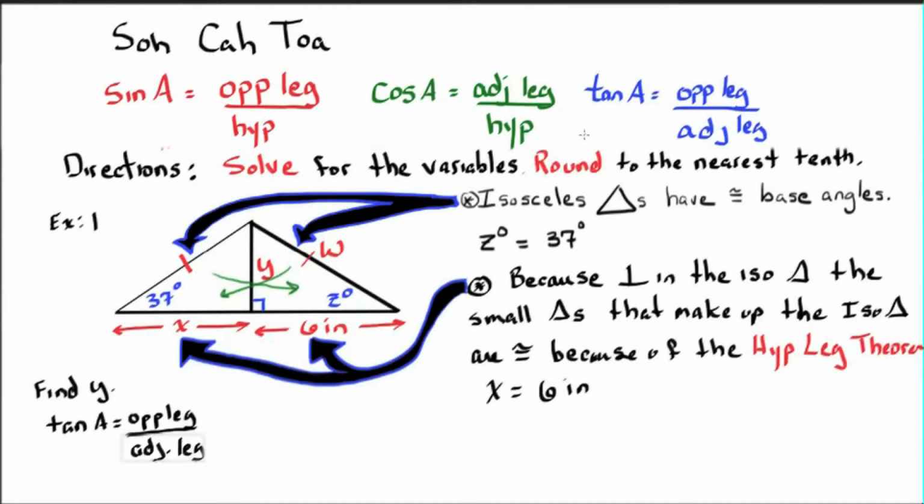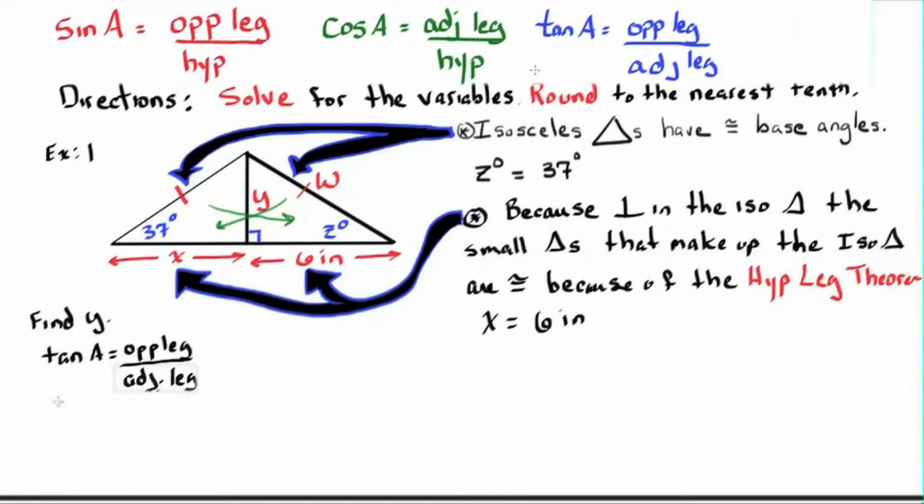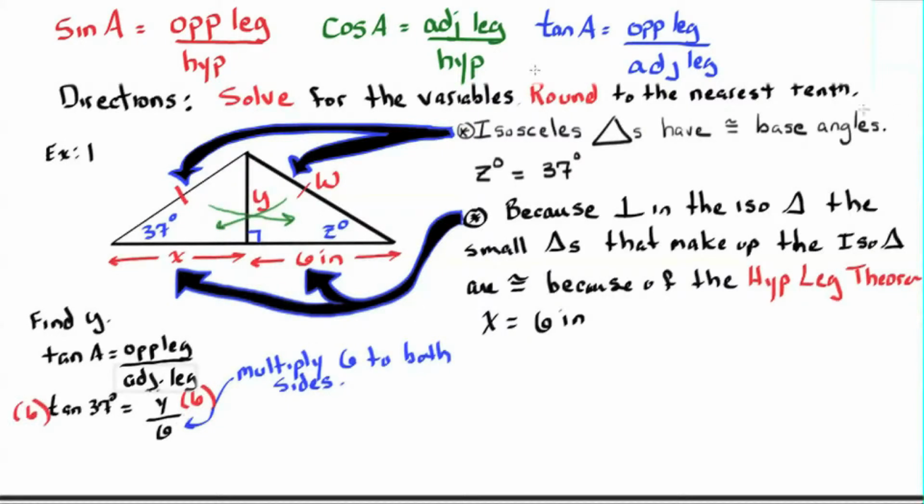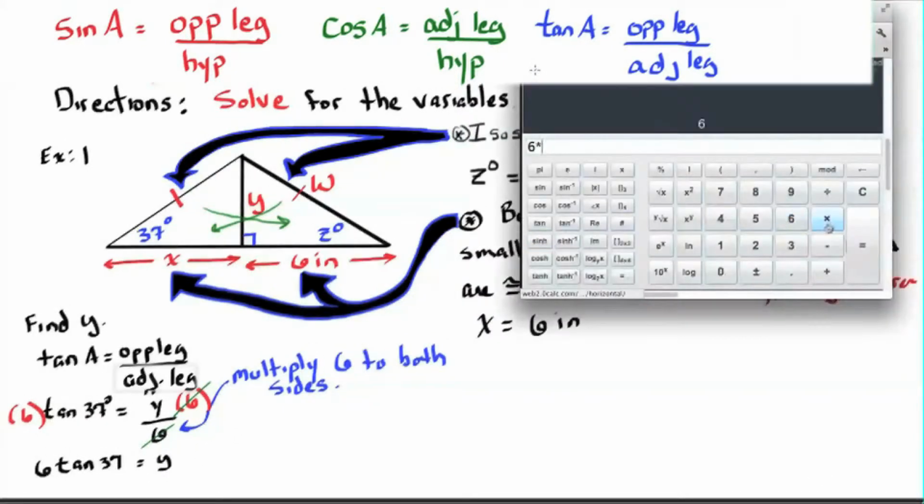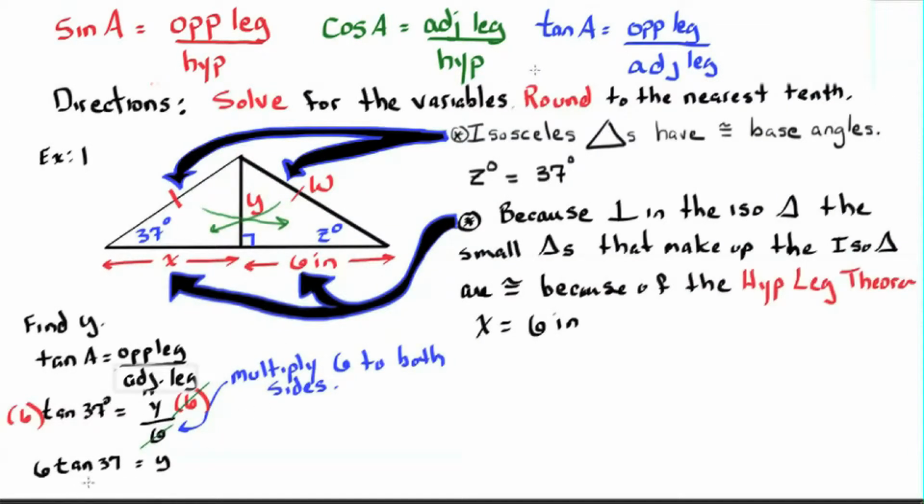Now to find y we can use tangent equals opposite leg over adjacent leg. So tangent of 37 equals y over 6. We have to multiply 6 to both sides to solve for y. 6 tangent of 37 degrees. I'll go to my calculator, make sure that I'm in degrees, not radians, and I get 4.5 inches.